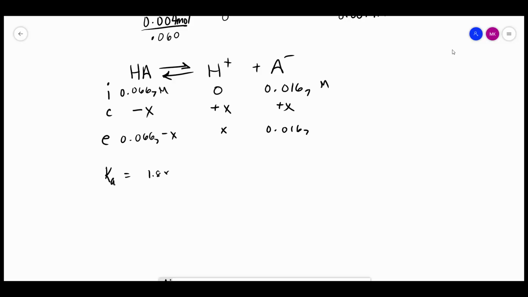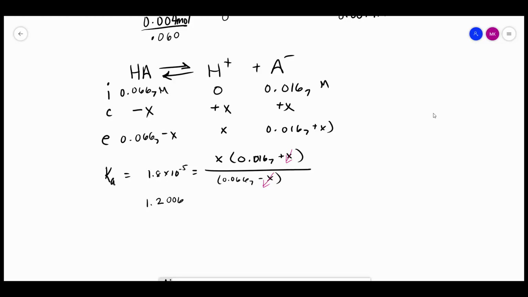So our Ka is 1.8 times 10 to the negative 5. And look at that. We are really close to being able to simplify. I'm thinking we should try. So let's try to simplify. We can always use the 5% rule and double check. So I'm going to take my 1.8 times 10 to the negative 5, and I'm going to multiply it by 0.0667.